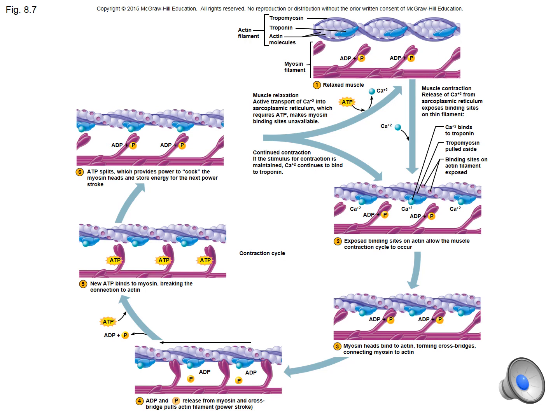So again, look at these 2 arrows. The bottom one says continued contraction. If the stimulus for contraction is maintained, calcium continues to bind to troponin. So again, the stimulus is coming from the neuron. If the neuron continues to send the message for the muscle to contract, then the cycle will continue. If, on the other hand, the neuron stops sending the message, the calcium will get sucked up, and the muscle will eventually relax. So that top arrow says muscle relaxation, active transport of calcium into the sarcoplasmic reticulum, which does require ATP. Remember, anytime we talk about active transport, it means that it requires ATP.